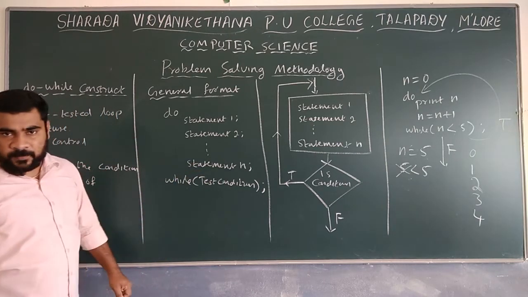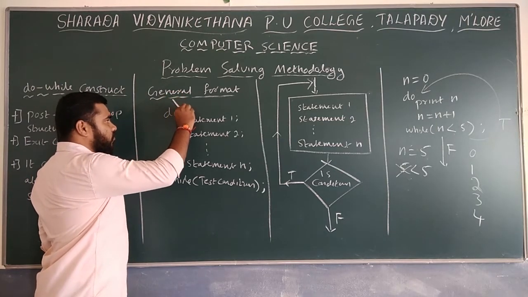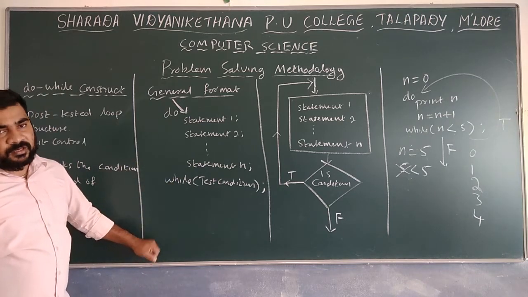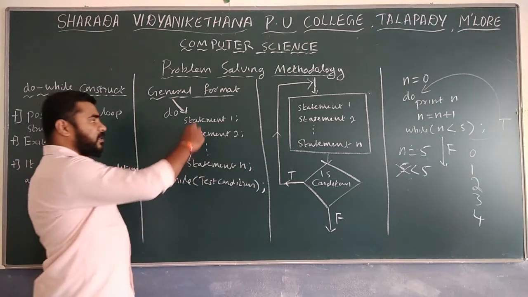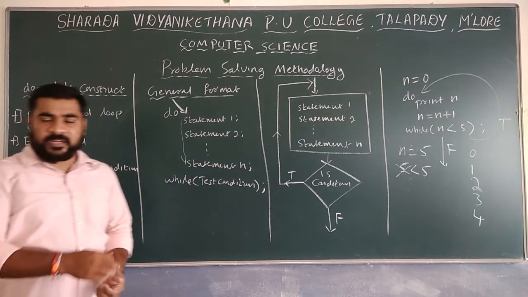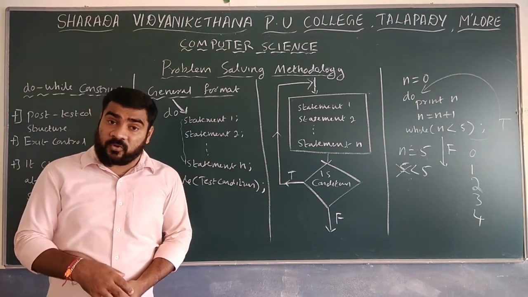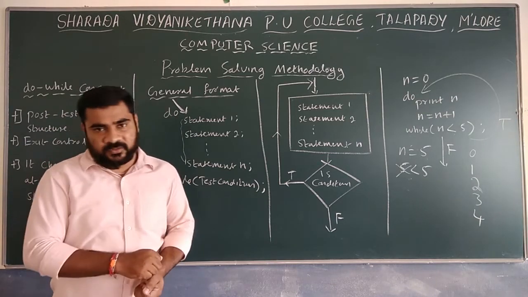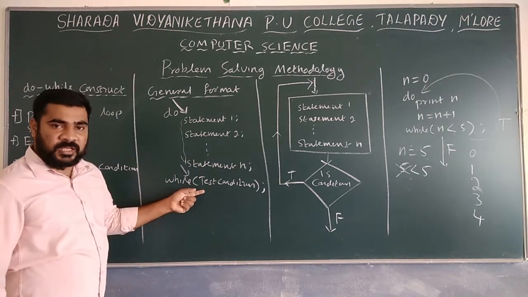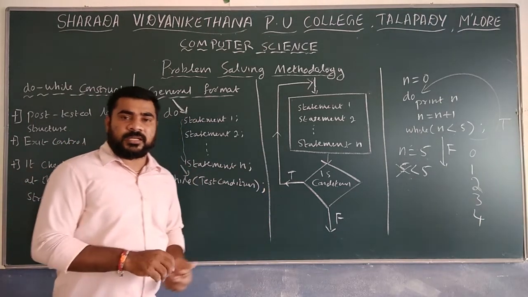Then how is it working? First, control moves inside the looping structure. Control is moving inside the looping structure, meaning from do, control goes inside. Then the statements are executed one after another. Without any break, all the statements given inside the do while construct are going to execute. After executing the statements, next the test condition is checked. Next control is going to check the test condition.